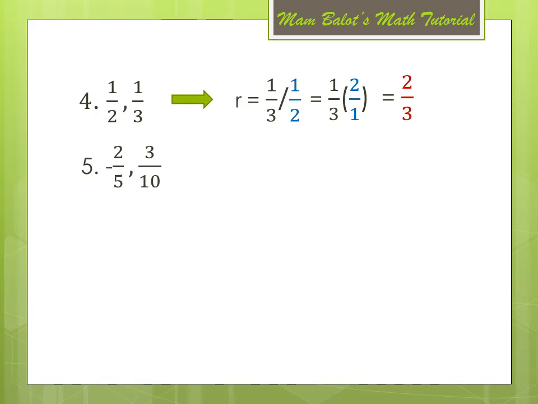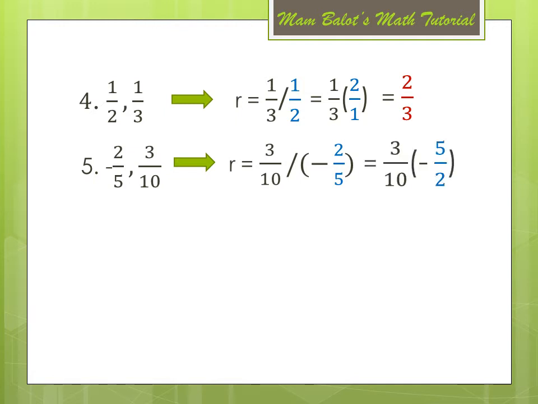Example number 5. We have negative 2/5 and 3 over 10. So R is 3 over 10 divided by negative 2/5. Multiplying again the reciprocal of the denominator, we have 3 over 10 times negative 5/2. So multiplying the fractions, we get negative 15 over 20, which can be reduced further into negative 3/4. So R is negative 3/4 in example number 5.